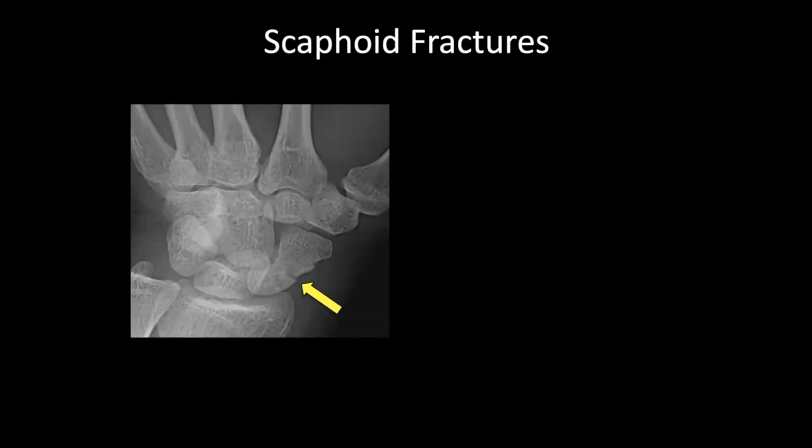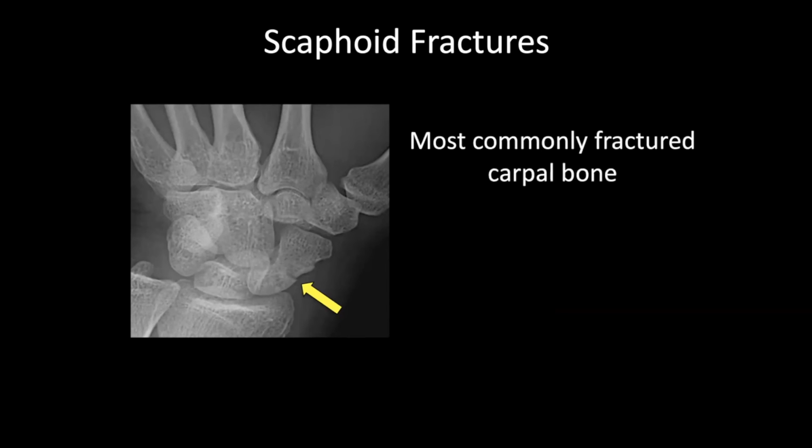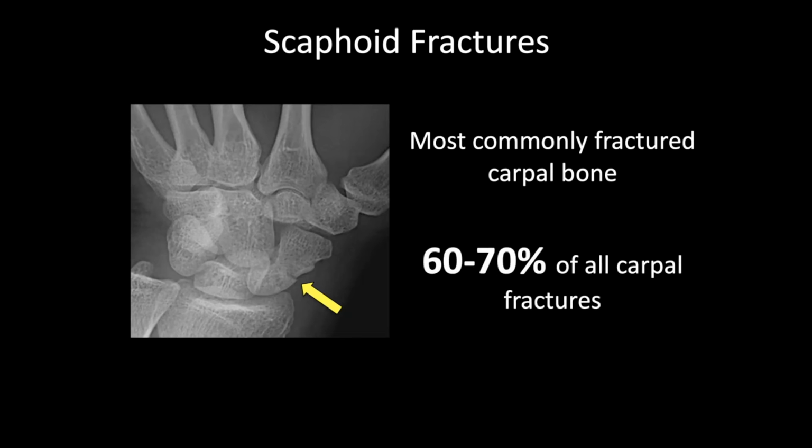And this view is a scaphoid view where they sort of tilt their wrist over and it gives you a better look at the waist of the scaphoid. And here it's a little bit clearer. You can see it's actually a little displaced. So these are very common. It's the most commonly fractured carpal bone that shows up on the boards all the time. And roughly about 2/3 of all carpal fractures are going to be scaphoid fractures.